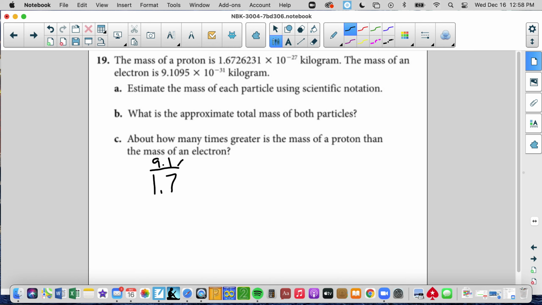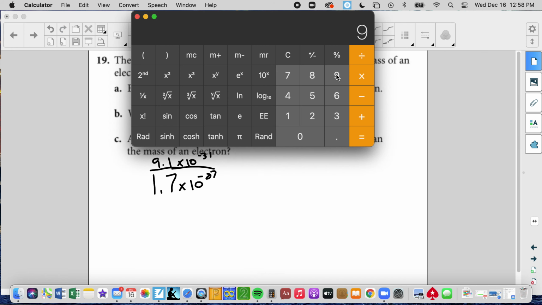So, and that is times 10 to the negative 31. That's times 10 to the negative 27. So we would, I don't know, 9.1 divided by 1.7 equals 5.4.